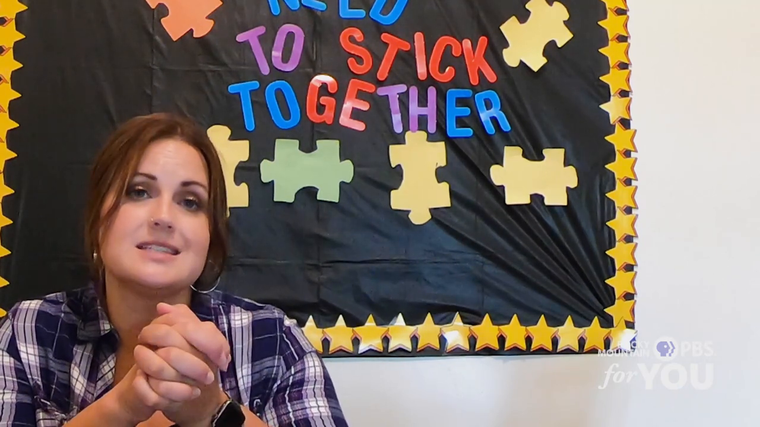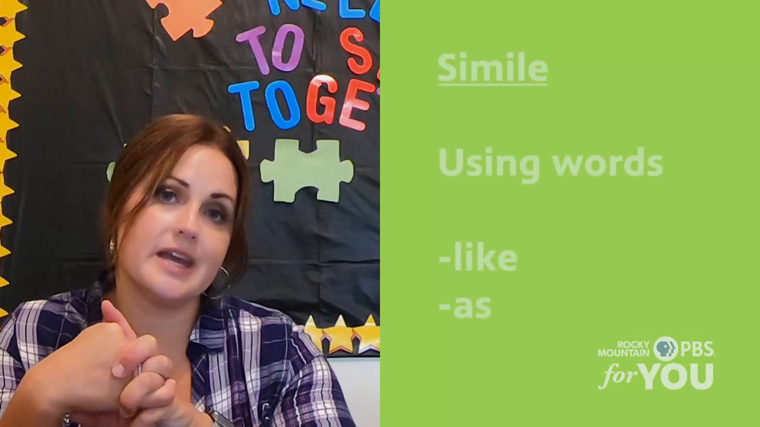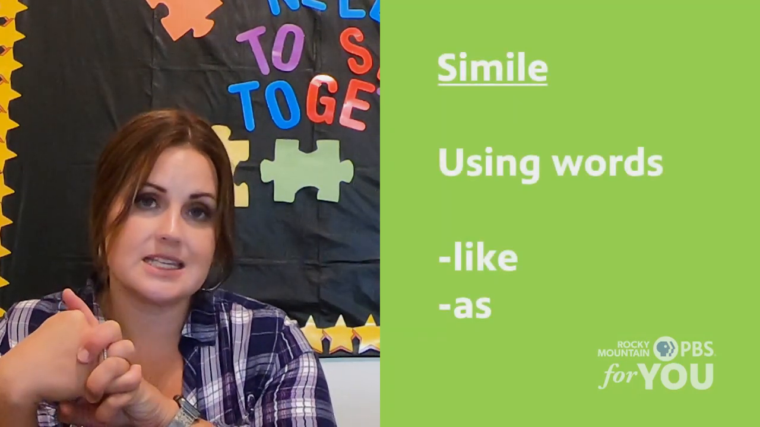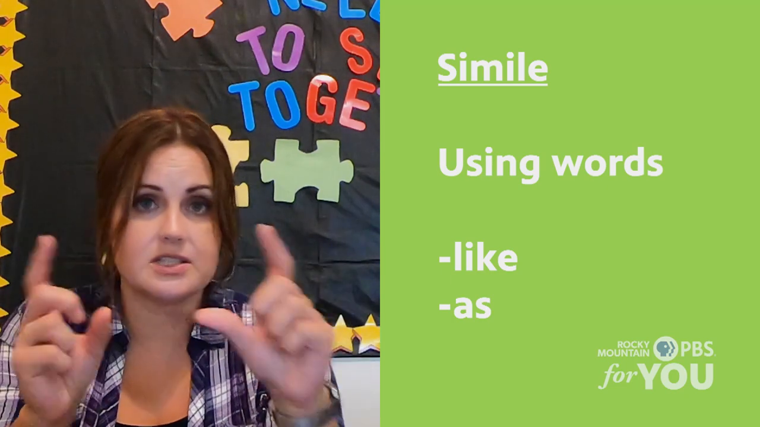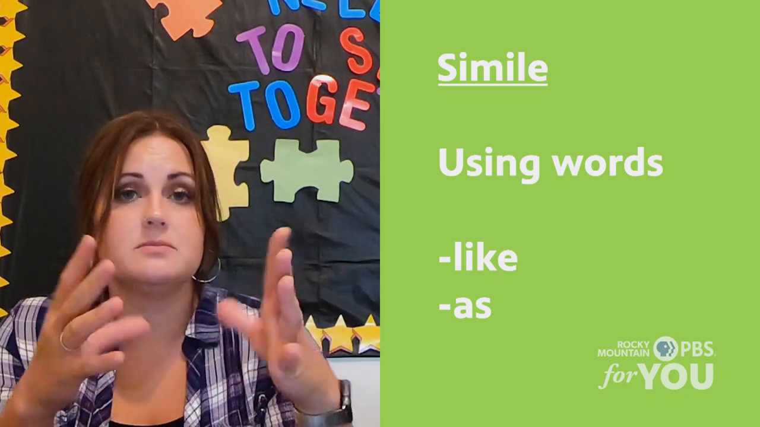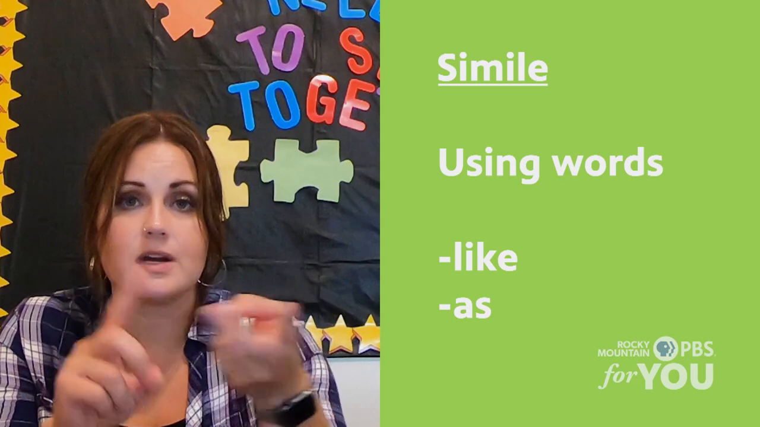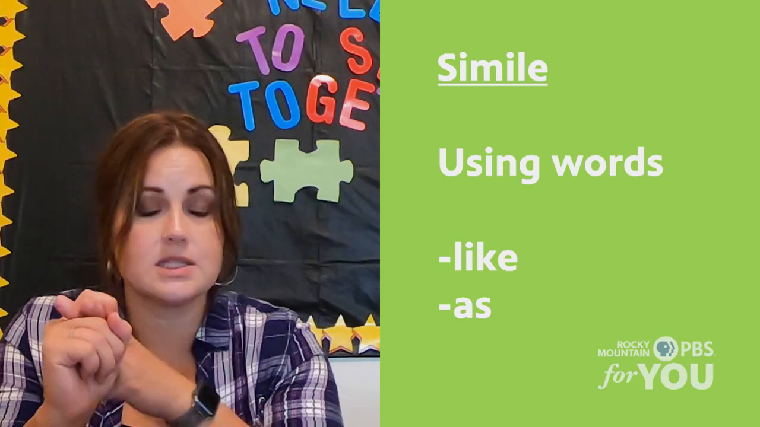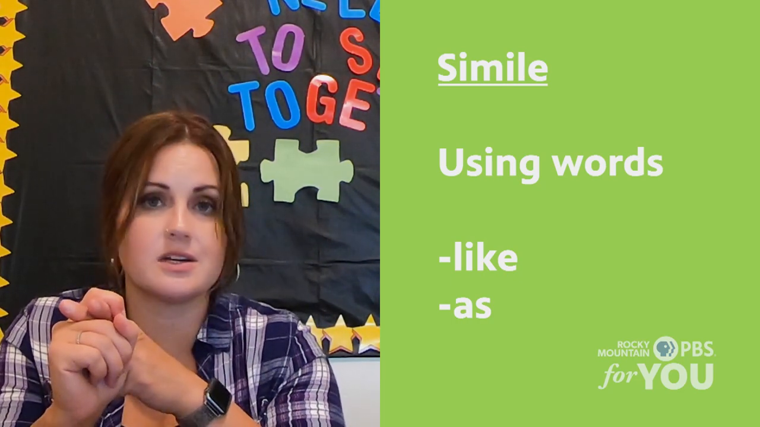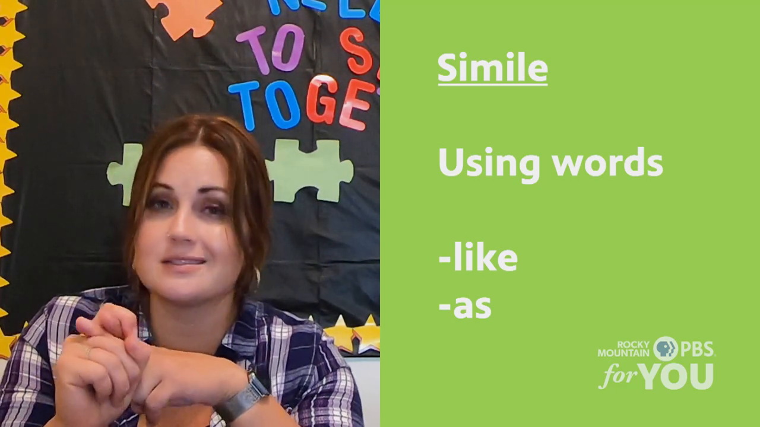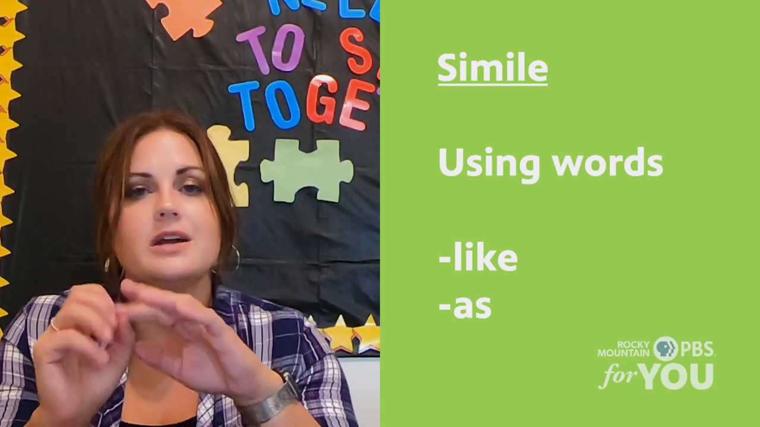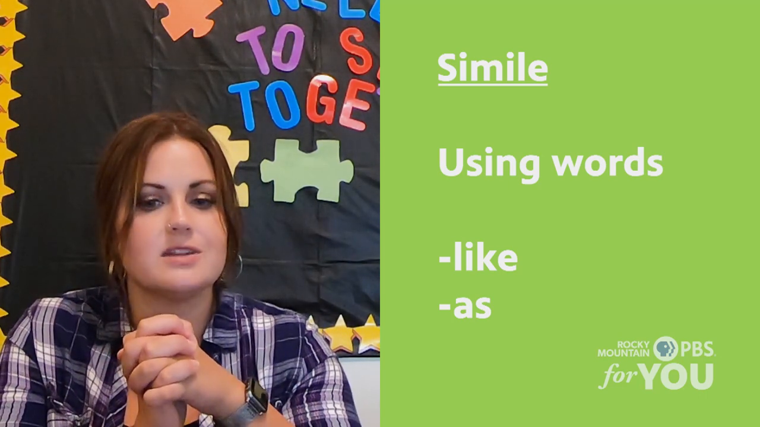And so what we're going to be doing today is some comparisons of our own, and specifically we're going to be using something called a simile, which is a tool that we can use to compare two different things. A simile is used to compare two things using the word like or as. What's really important for this lesson is that you have to use the word like or as, or it is not a simile. It becomes a metaphor if you're comparing two things without those words. So we are just focused on similes for this lesson.